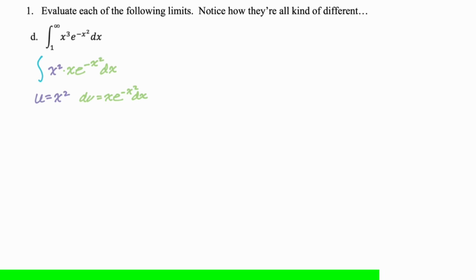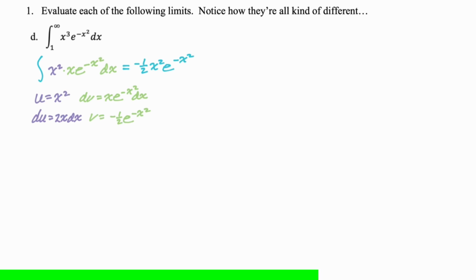This is an example of that, where you save a power of x and use it for part of your du in another part of the problem. So here, if u is x squared, then du is going to be 2x dx. And then v is going to be, there should be a negative 2 by the chain rule, so negative 1/2 e to the negative x squared. So we get uv minus the integral of v du, which is going to give us negative 1/2 x squared e to the negative x squared.